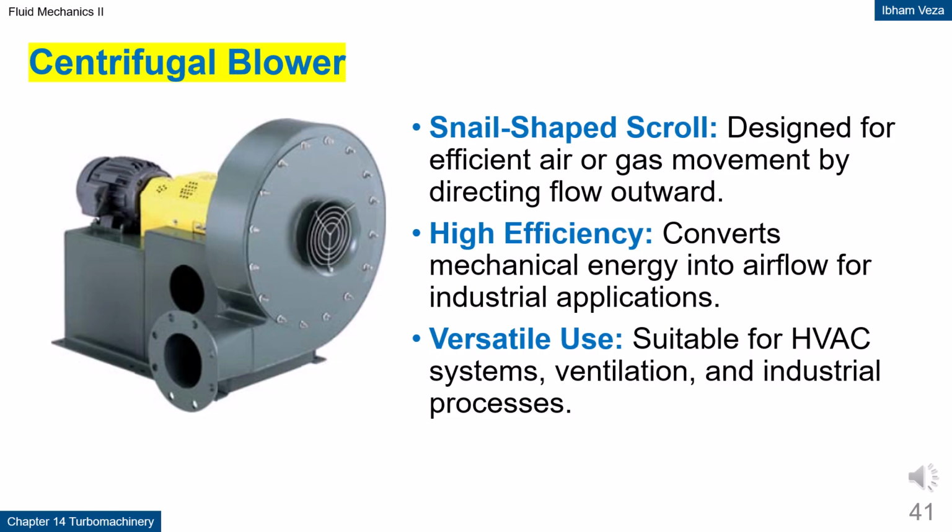Centrifugal blower uses a spiral-shaped casing to direct airflow efficiently. Mechanical energy from the motor is converted into kinetic energy and pressure in the airflow. This equipment is widely used in HVAC systems and industrial processes. Its design allows large volumes of air with good directional control. The working principle is very similar to a centrifugal pump for liquid fluids.